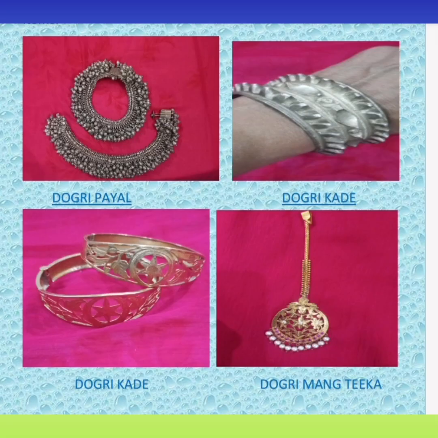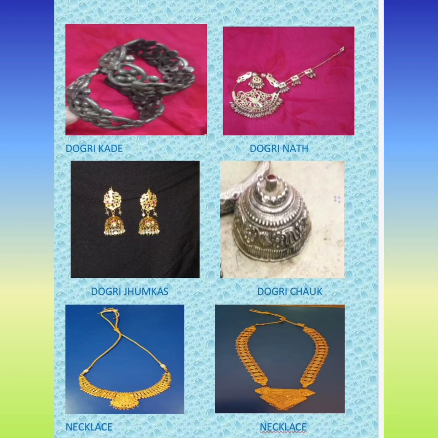In Dogri dance, different kinds of jewelry are used. We have the typical traditional Dogri payal, Dogri kade in gold as well as in silver. The silver jewelry of Dogri is very famous. Then we have Dogri mang tika, then Dogri nath, Dogri jhumkas, Dogri chok, necklace, etc.